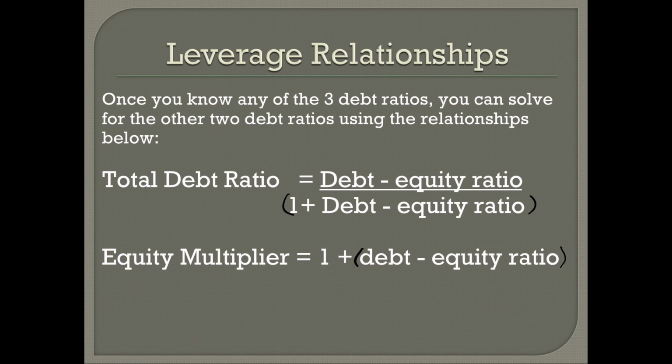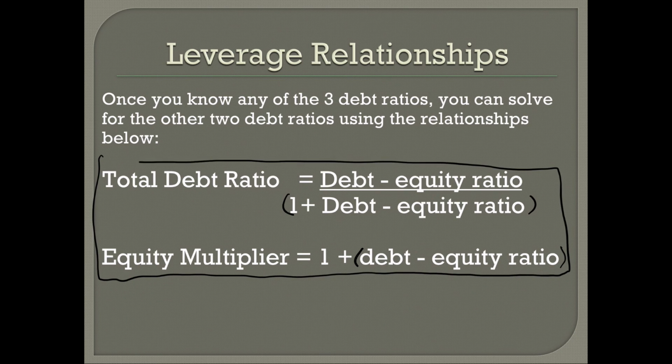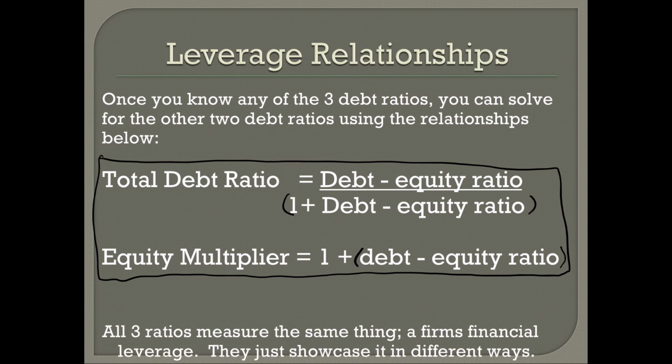What's key is that you understand, because you will utilize these relationships, that if I know one of the 3 debt ratios, either total debt, debt to equity, or the equity multiplier, I can solve for any of the other 2 by using these relationships. So I guess the key takeaway here before moving on is that there are 3 debt ratios, the total debt, debt to equity, and equity multiplier, which quantify the amount of debt in a company's capital structure, how much debt they are using to fund their assets. And if I know one, then I can solve for either of the other 2 by using these relationships here.